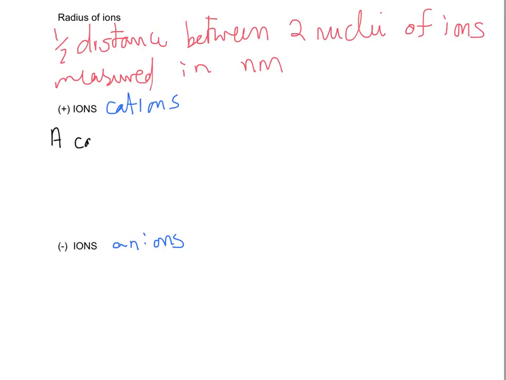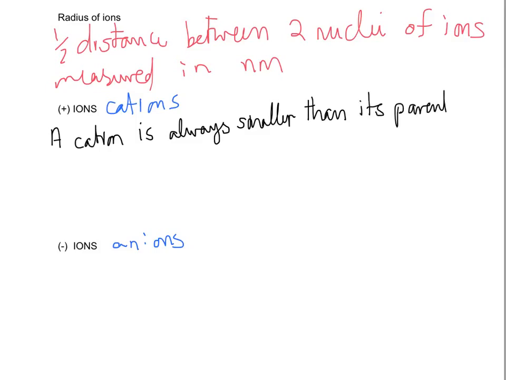A cation becomes a cation because it loses electrons. And so if you look at the electron cloud, it gets smaller. So a cation is always smaller than its parent atom.